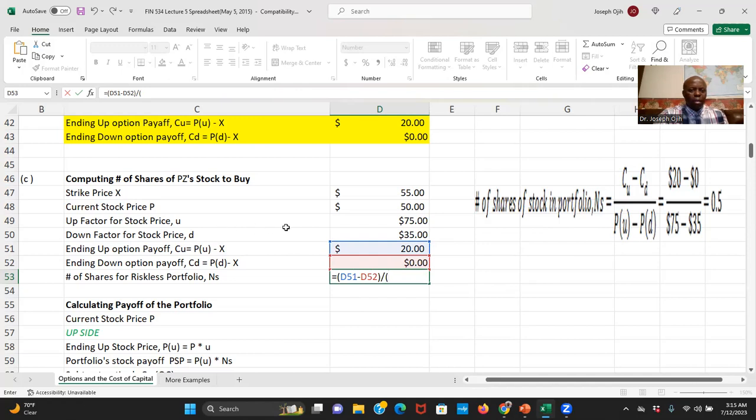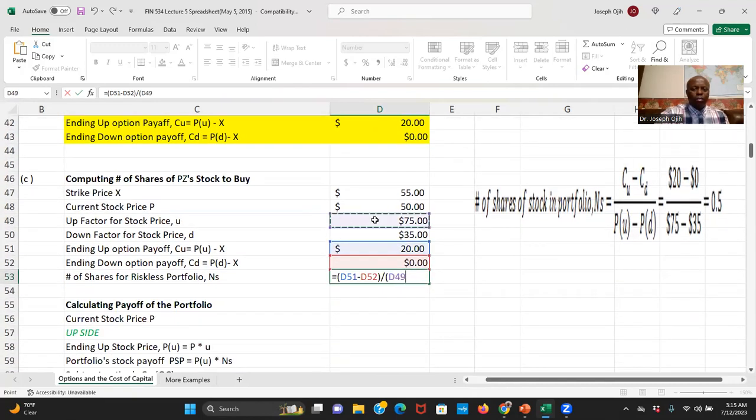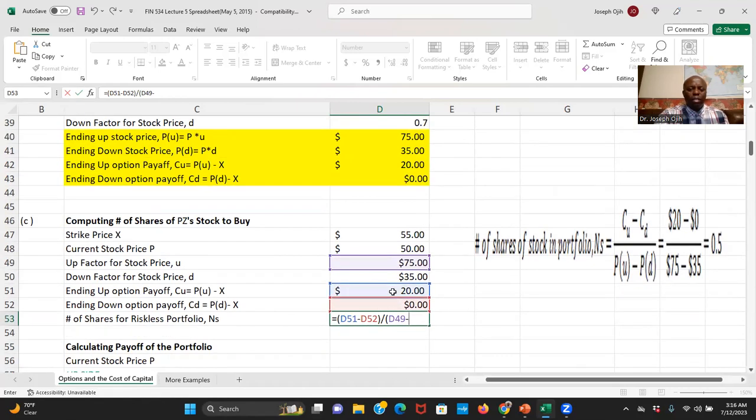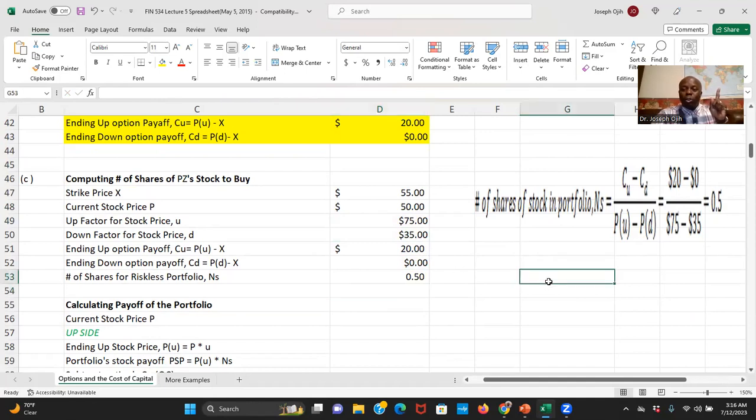PU, which is actually we have it here as $75, minus PD, which is the ending down stock price. So we have PD, ending down stock price at $5. Close it. That gives us 0.5. That is 0.5 stocks for one call option. If there are many call options, you're going to be equal.